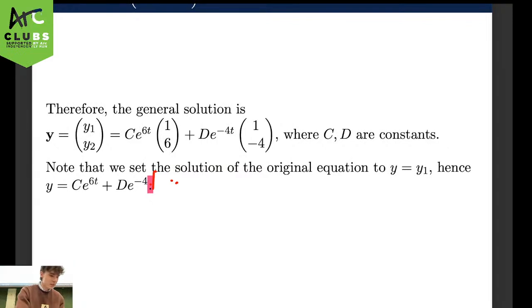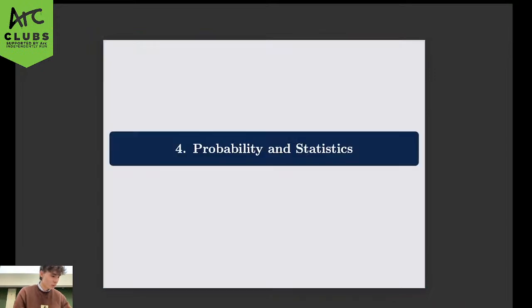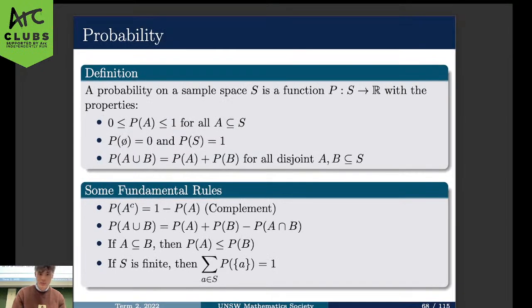So moving on to the last component of the course, which is probability and statistics. So we begin with a definition of probability. It's a bit of a formal definition, but probability on a sample space S is a function that goes from the elements of the sample space to the real numbers, right? So the probability of an event in the sample space happening is a real number, but it's important that that number is between 0 and 1. The probability of nothing happening is 0, and the probability of something across the whole sample space happening is 1.